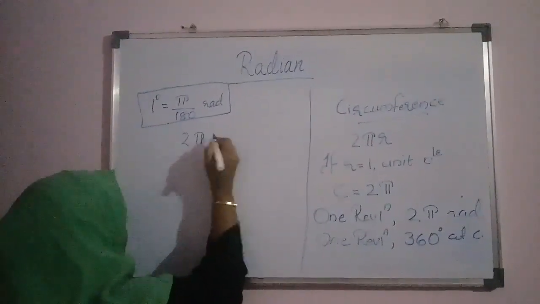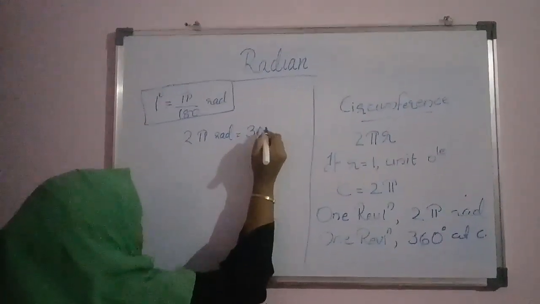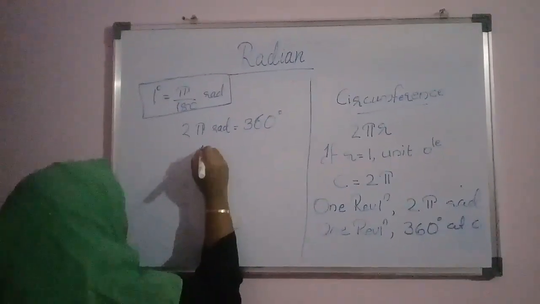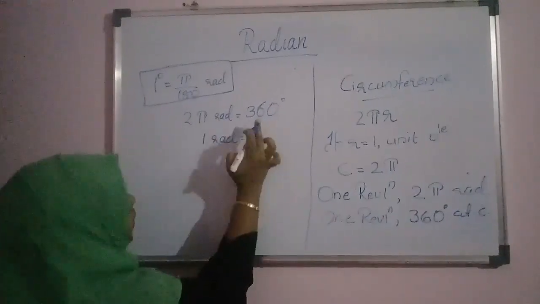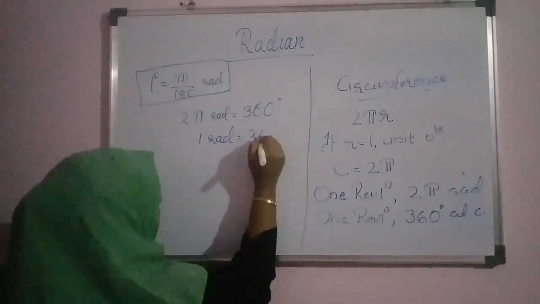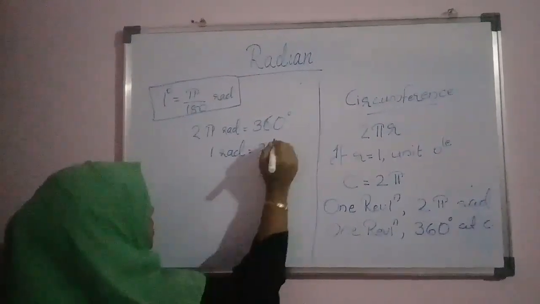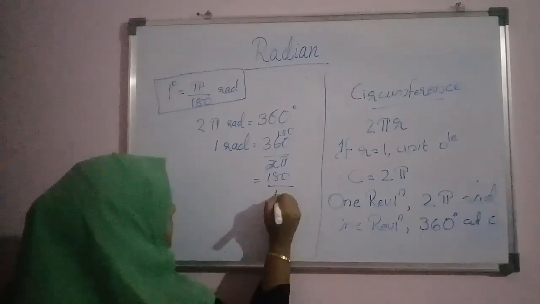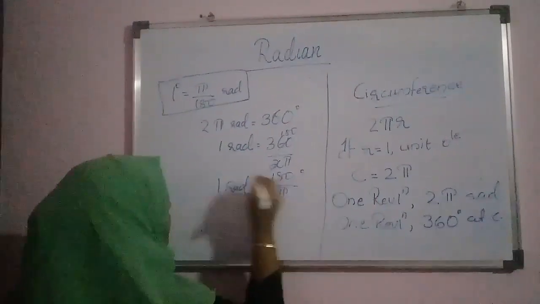Now we will convert radians into degrees. So 2 pi radian is equal to what? 360 degree. Then 1 radian is equal to, we divide by 2 pi. Here also we divide by 2 pi. This 2 and 360 get cancelled. Here we get 180 by pi. Therefore 1 radian is equal to 180 by pi degree.